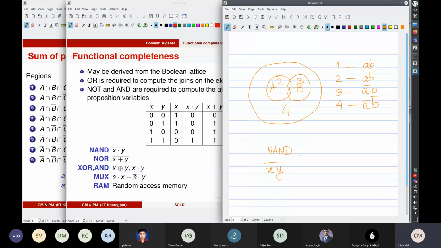If you want to get, say, x bar, how will you get x bar using a NAND gate? Can you tell me? I mean, you know it, I'm just asking you. You connect both inputs to x.